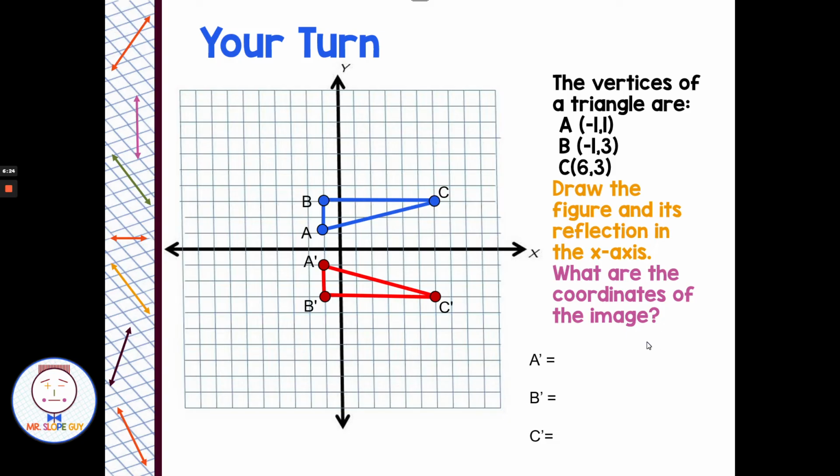And A prime is at (-1, -1). B prime is at (-1, -3). And C prime is at 1, 2, 3, 4, 5, 6, and -3. Count your spaces, not your lines.